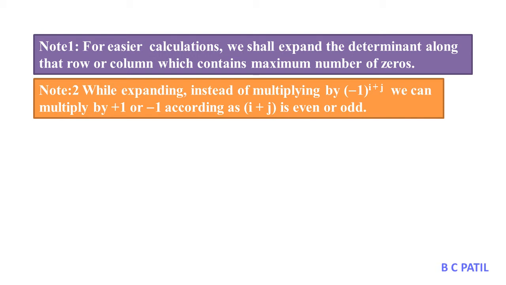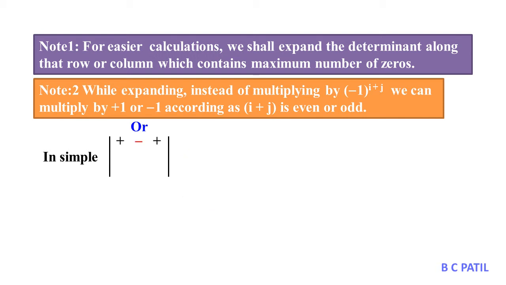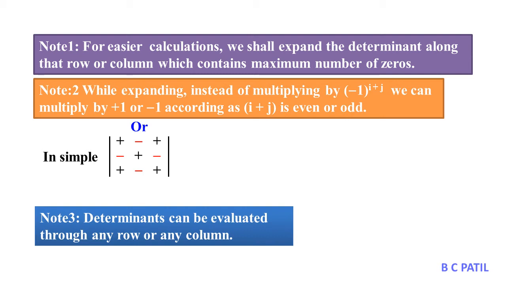If it is even, we get a plus 1. If it is odd, we get a minus sign. In simple terms, when we evaluate the determinant, we always follow these signs: plus minus plus along R1, minus plus minus along R2, plus minus plus along R3. Note 3: determinants can be evaluated through any row or any column.